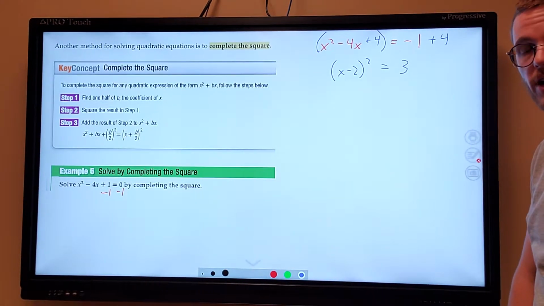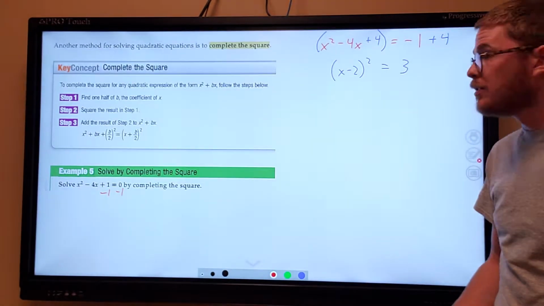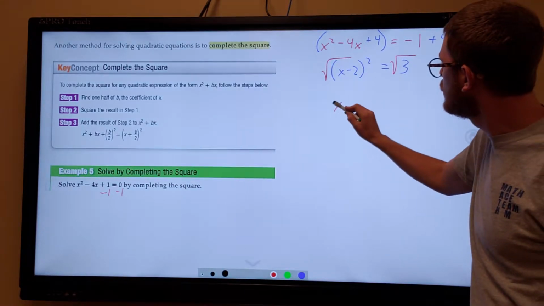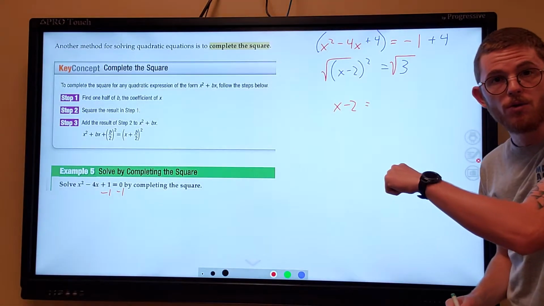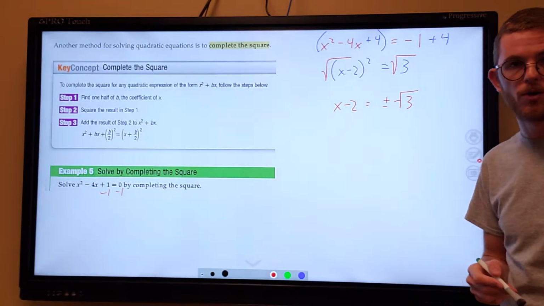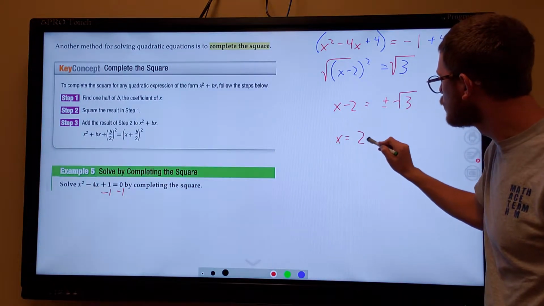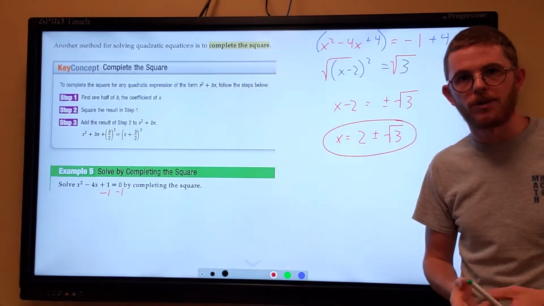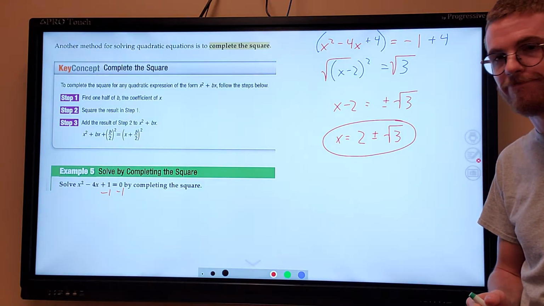Okay, take a second, realize what we just did. Now we can solve. Okay, now we can solve for x. We take the square root of both sides, leaves us with x minus 2. Because we took the square root, we have a positive and negative square root of 3. Add 2 to the other side, we're left with x equals 2 plus and minus the square root of 3. Not as bad as it looks. Okay.